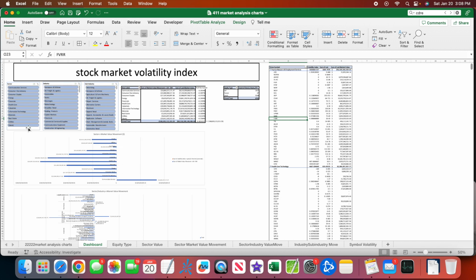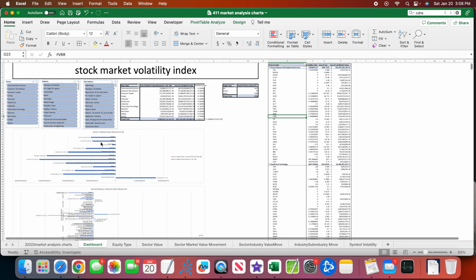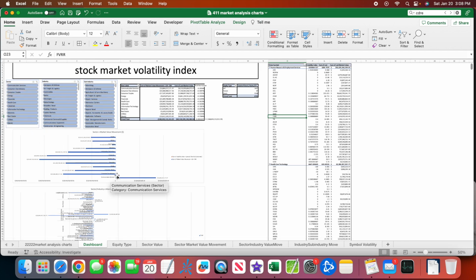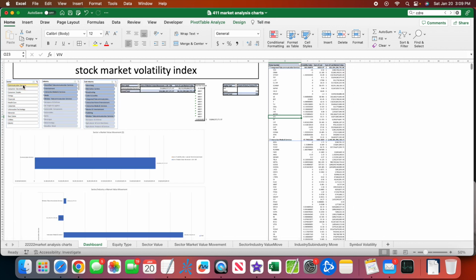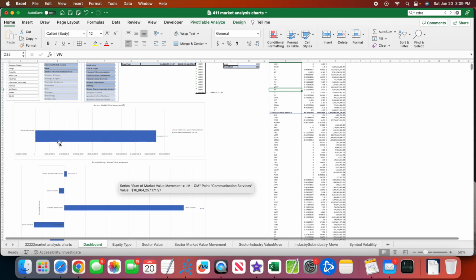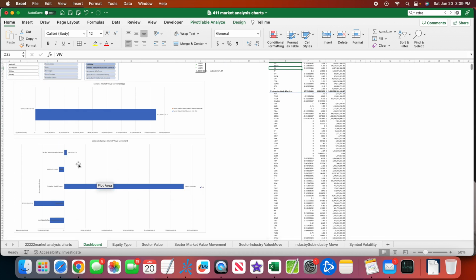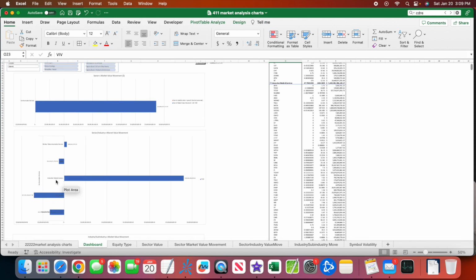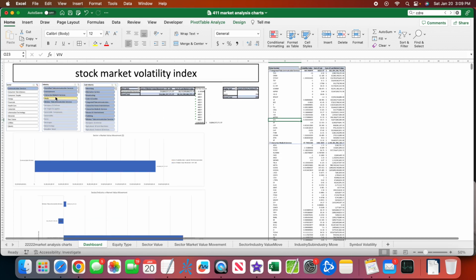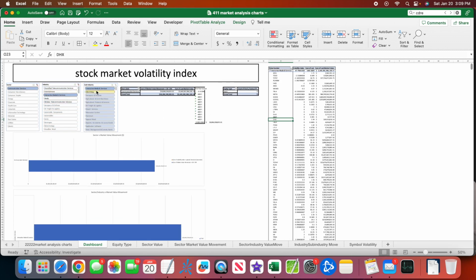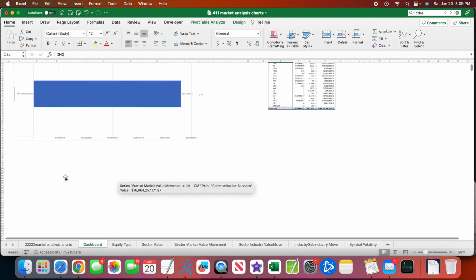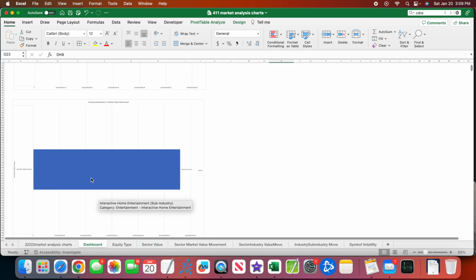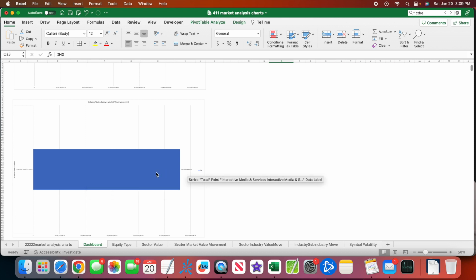So again, this is the sectors. Sectors match up to these. If we're gonna look at communication services, that looked like it went up the most, had the most money going into the sector. And then inside of communications, the industry, again, we're gonna look at the interactive media and services. So we'll click interactive media and services. And then there's only one sub-industry, so my last graph is only gonna have one graph.